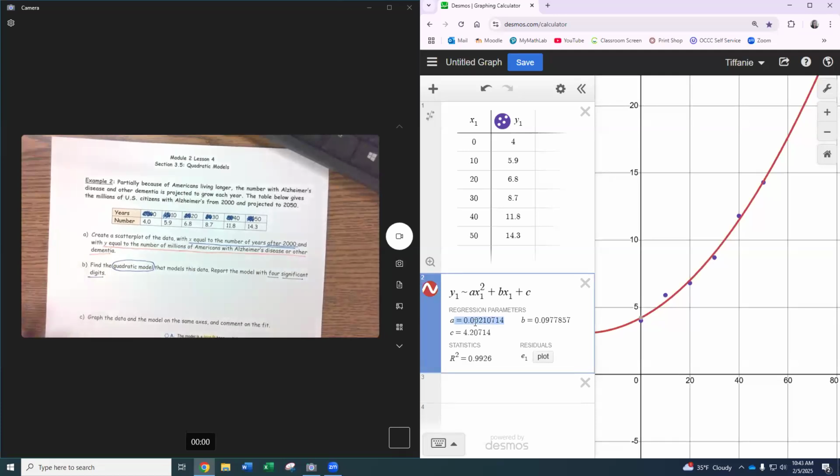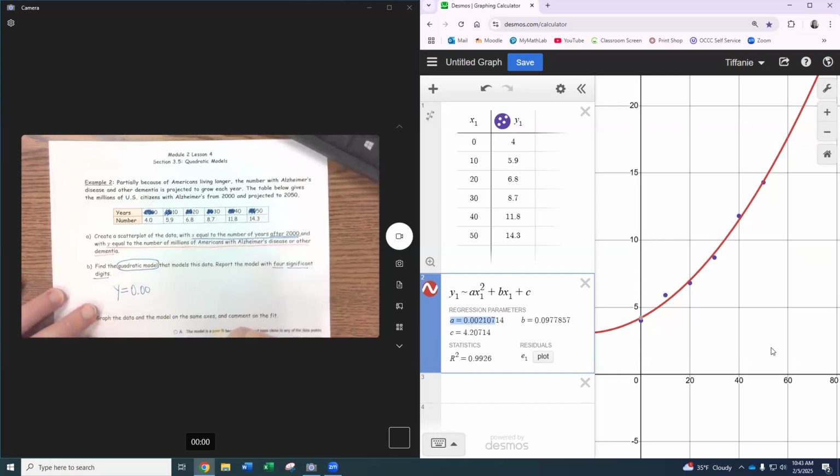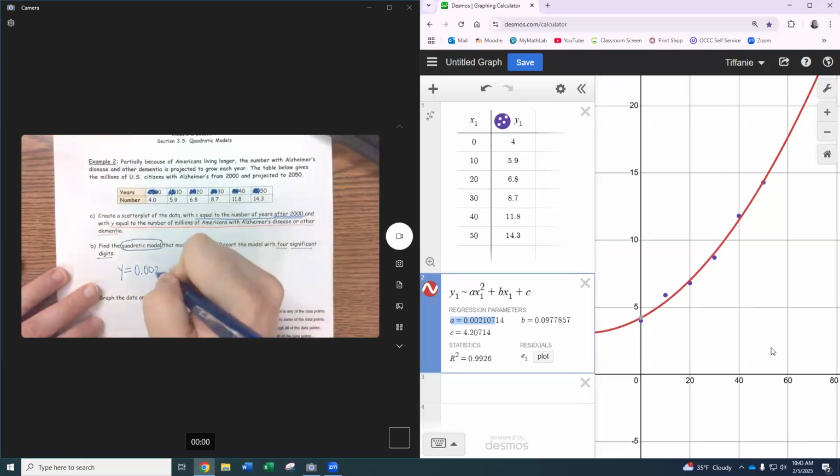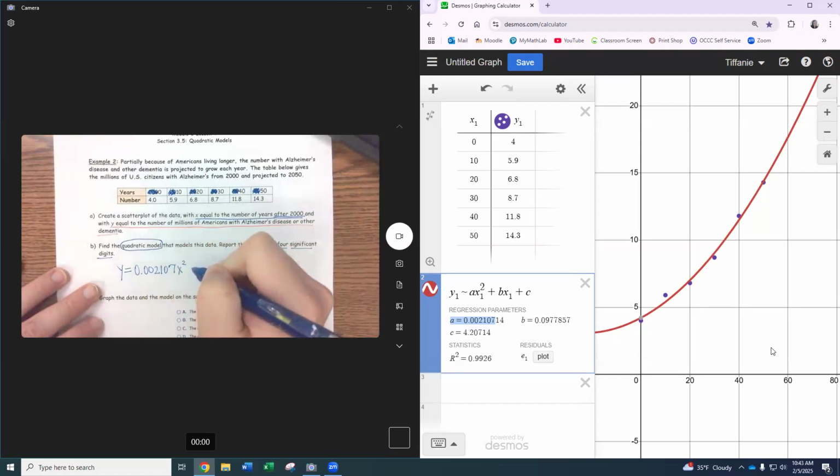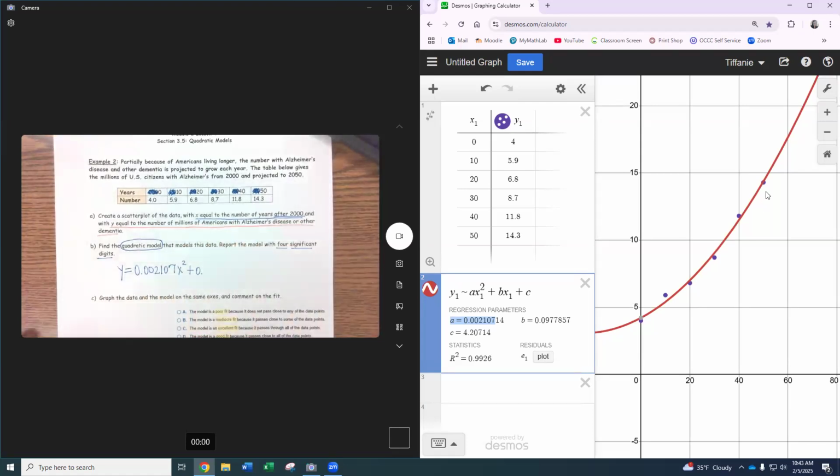Okay, here is my A. So these first two zeros do not count. So we have 2107. I'm going to write, can I highlight just part of that? My A equals, yes, that right there. So we have Y equals 0.00. So those don't count as my first two digits, but then 2107 is my four significant digits to x squared plus 0 point. So on this one, this 0 doesn't count.